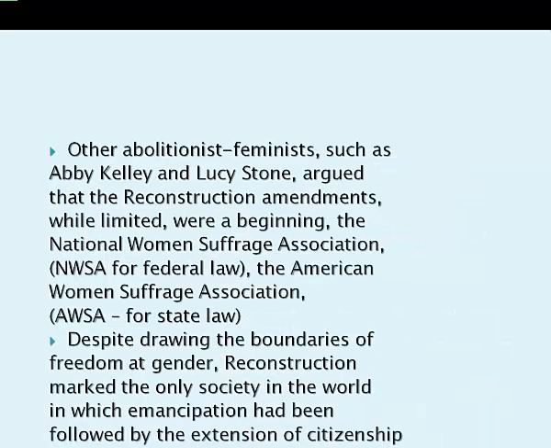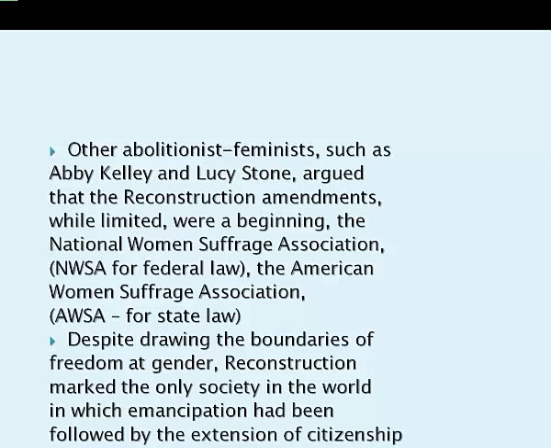Other abolitionist feminists, such as Abby Kelly and Lucy Stone, we'll get more into these a little bit later, argued that the Reconstruction Amendments were limited, but advances toward universal suffrage should be supported. And these two sides split, one group becoming the National Women's Suffrage Association, representing the former, and the American Women's Suffrage Association, representing the latter. The National Women's Suffrage Association wanted a federal law giving women the right to vote, whereas the American Women's Suffrage Association wanted a state law.